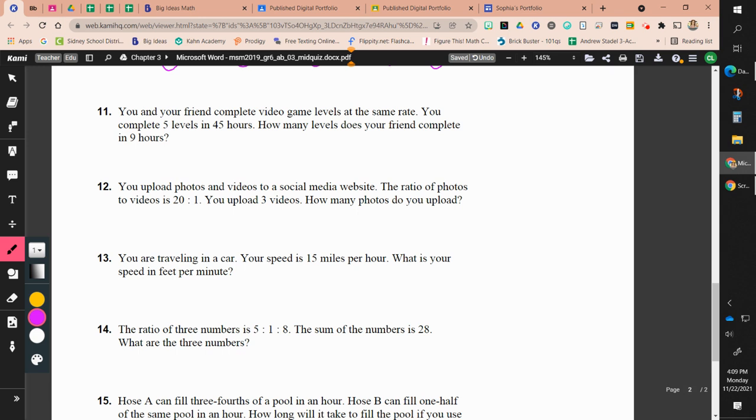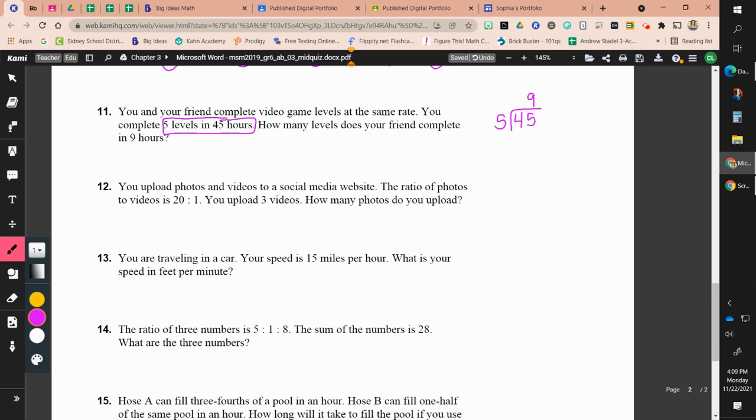So the question that you'll have next will look like this. You and your friend complete video game levels at the same rate. You complete 5 levels in 45 hours. How many levels does your friend complete in 9 hours? Well, the information we do have is 5 per every 45. So I want to take that and divide to find my unit rate. So I can see that I am going to complete a level approximately every 9 hours.